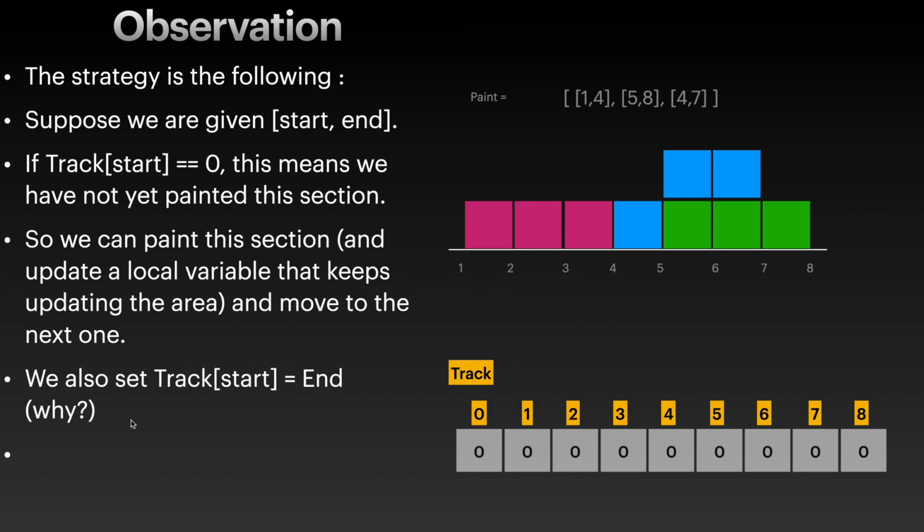So my question is, why should we do this? For this case, we don't have to worry about it because we are looking at 1, 4. That is the first day, so nothing has been painted yet, and we do not have to worry about the case where we have already painted. But on the third day we are looking at 5 through 7, which is already painted. So that part is something we have to keep in mind. That's the part where we will be using track of start is equal to end. But for now, just don't worry about it.